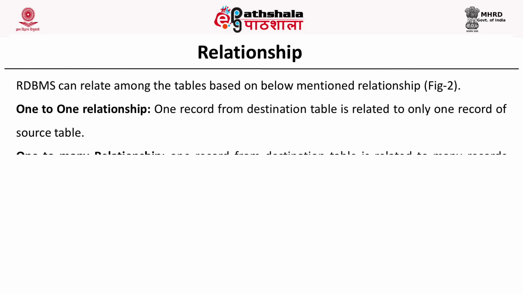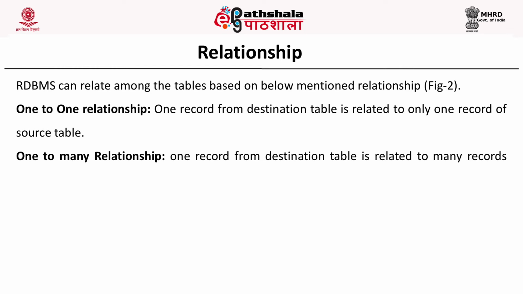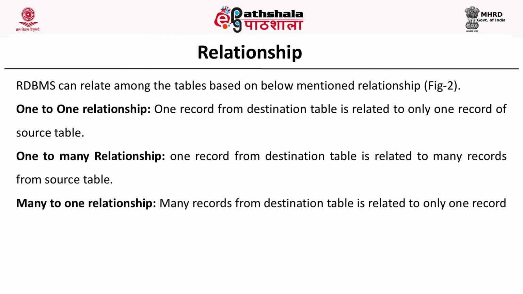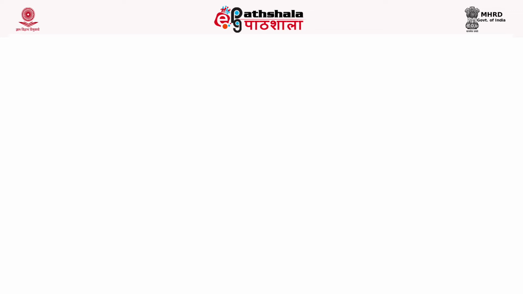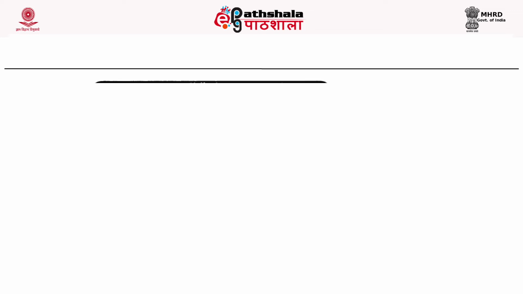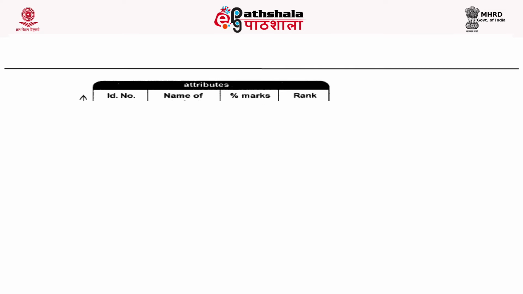For example, one-to-one relationship. So, one record from destination table is related to only one record from the source table. The second one is one-to-many relationship, where one record from destination table is related to many records from source table. The third one is many-to-one relationship, where many records from destination table are related to only one record of the source table.